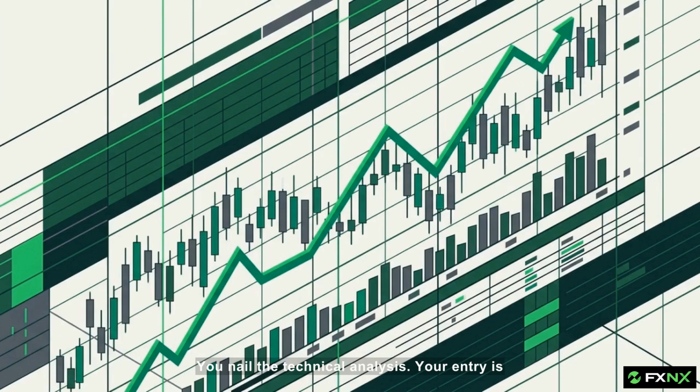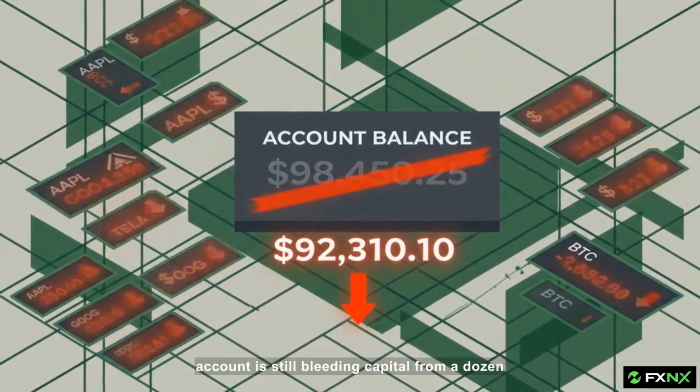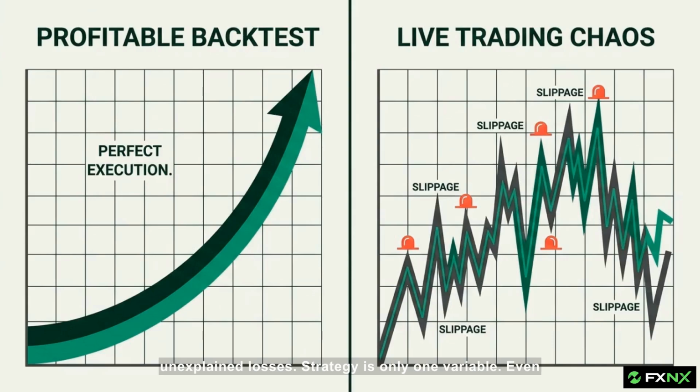You nail the technical analysis. Your entry is perfect. Your trend lines are spotless. But by the end of the week, your account is still bleeding capital from a dozen tiny, unexplained losses. Strategy is only one variable. Even a winning system will collapse if it's deployed in a mathematical environment it wasn't designed to handle.